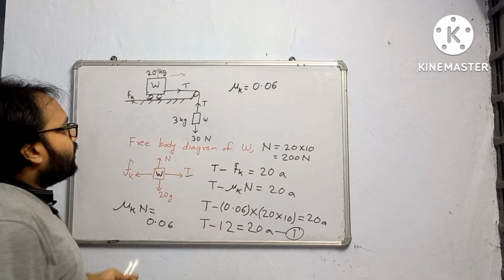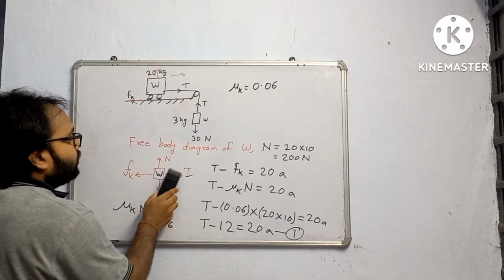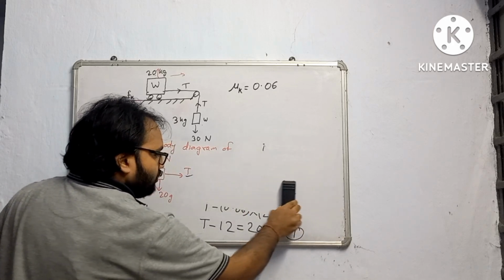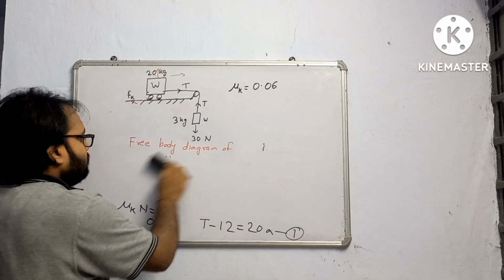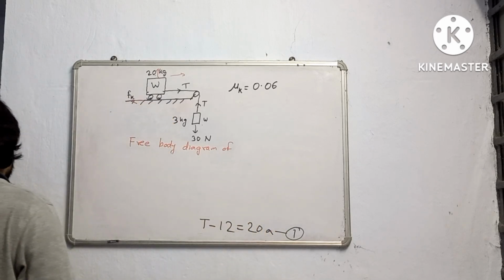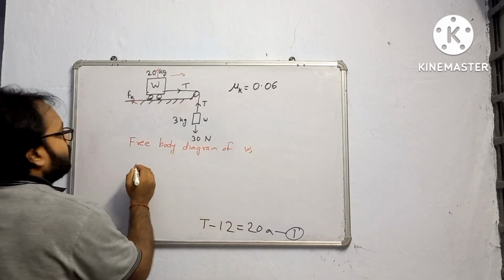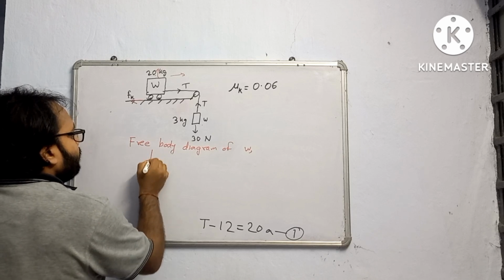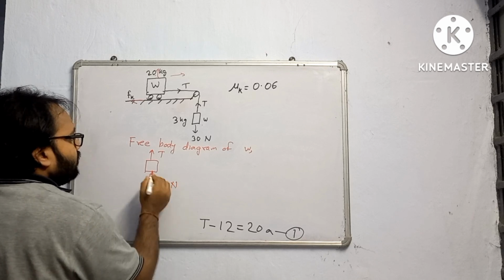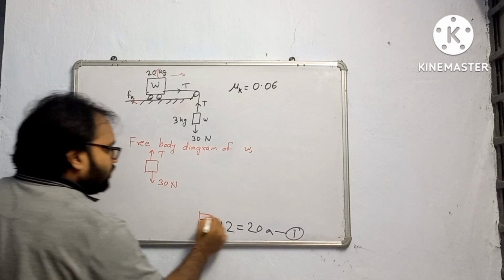Now we will draw the free body diagram of the small box. I am erasing, only the equation will be left here. Free body diagram of the small box. Let us draw it. Upward tension T, downwards 30 Newton. No force in the horizontal direction. This equation is separate.